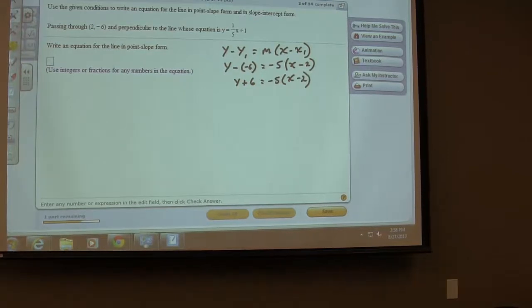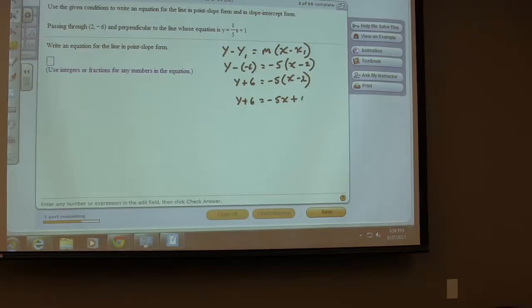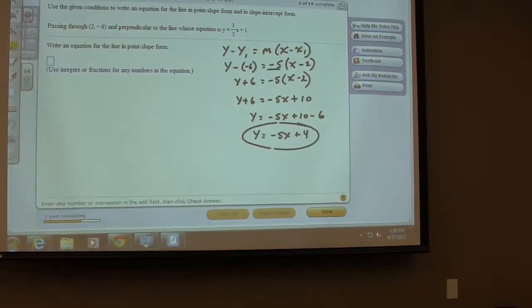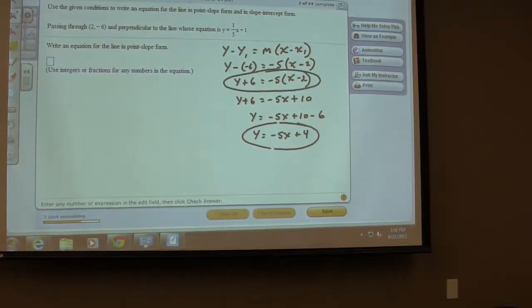Now let's solve for y. Well, y plus 6 then is equal to negative 5x. Negative 5 times a negative 2 is plus 10. Two negatives make a positive. Now we need to subtract 6. So y is minus 5x plus 10 minus 6, or y is minus 5x plus 4. So here is your slope-intercept form, and here is your point-slope form.